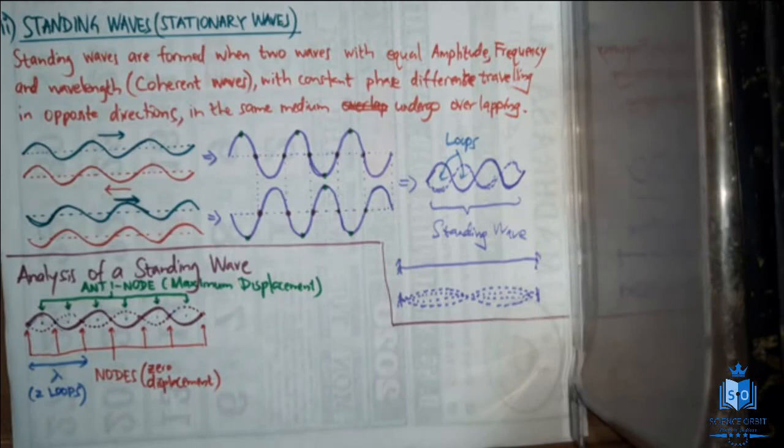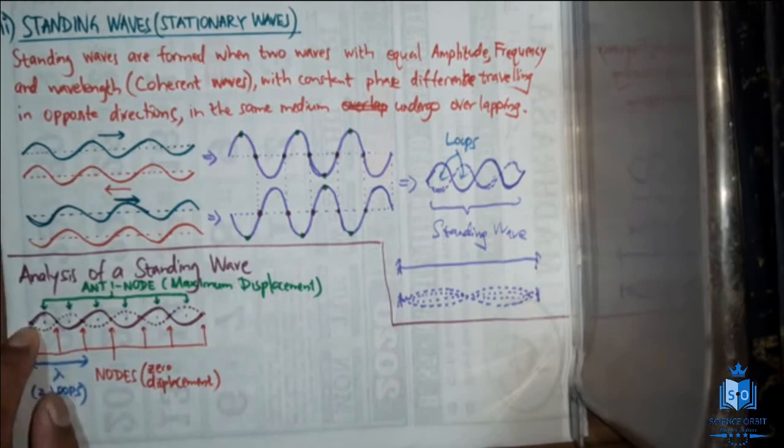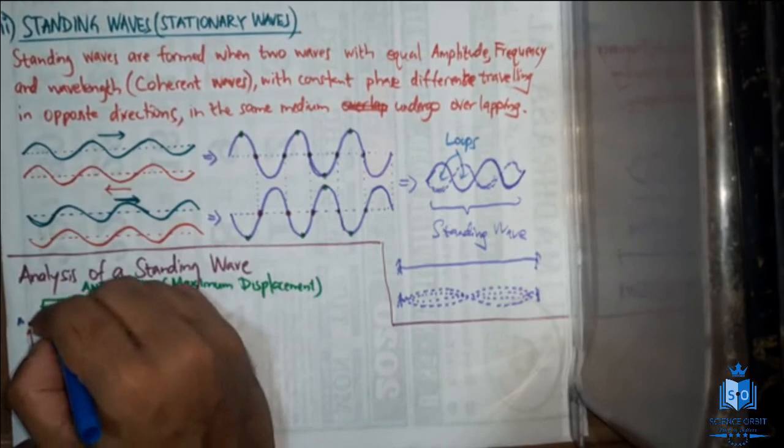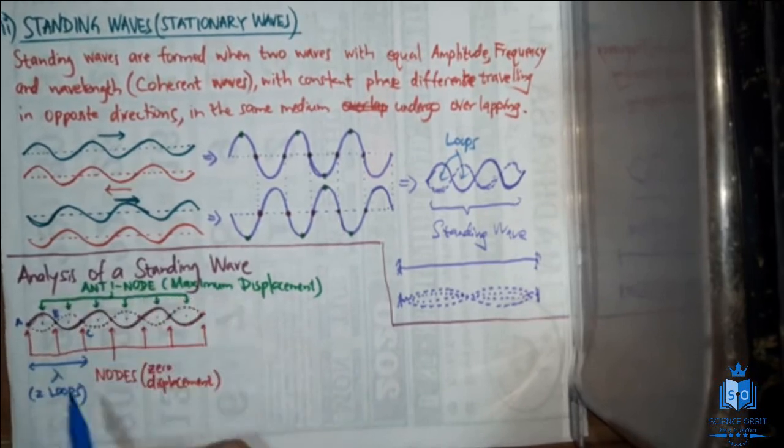So, you have to be absolutely careful: when you consider two adjacent nodes, they are not at the same phase. Why? If they were at the same phase, the distance between them should have been lambda, no? But it is not that way. So, this node and this node are at the same phase. I will mark the nodes. Let us take this as A, let us take this as B, let us take this as C. Okay.